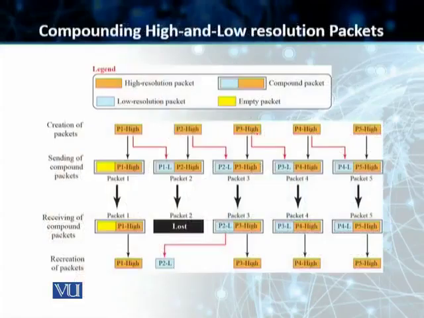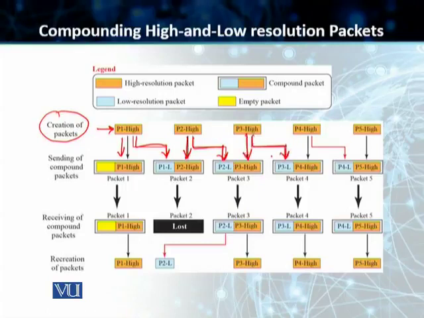On this slide, what you can see is the packet creation process shown first. In this case, we have packet 1 high, and this goes into the first packet. Students, a low resolution version of the same packet will go in packet number 2. Packet number 2 high will go in the same packet 2, and then a low resolution version will go in packet number 3, and so on.